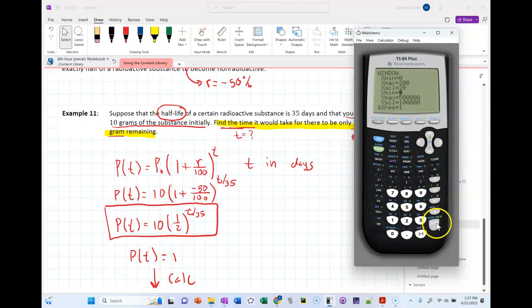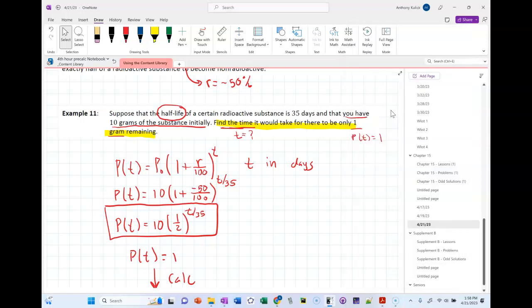Go by 20s maybe. Now the Y minimum, because it's a decay, for any decay, the minimum should be 0, right? And the maximum, well, that's going to be what we started with. So 10. I'll go by 1s. And let's hit graph. So there's my exponential decay. There's my line y equals 1. There's my intersection. Oh, lovely. Second trace, intersect command, enter, enter, enter. And I get about 116.3 for t.